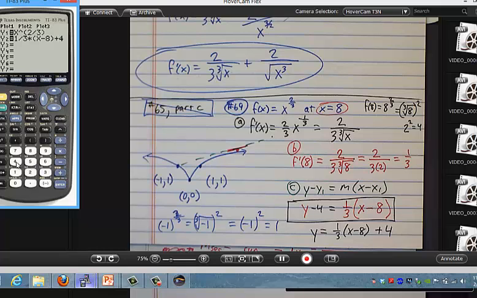Right? I want to go ahead and graph that. There's my line. Is it tangent right there at 8? Sure looks like it, right?